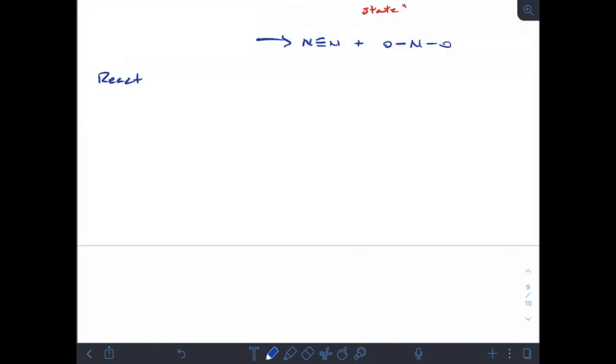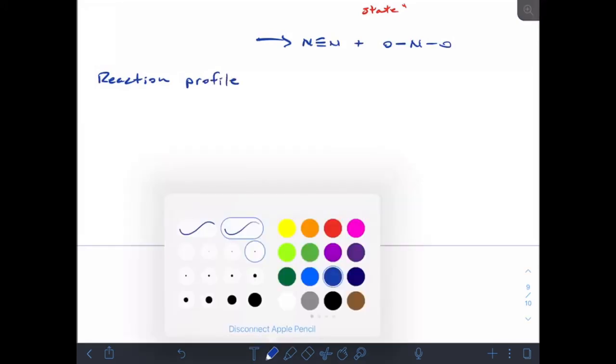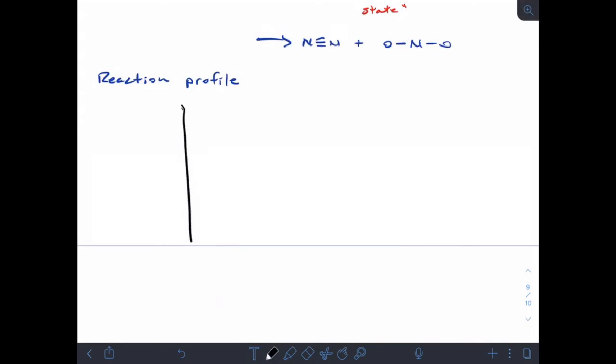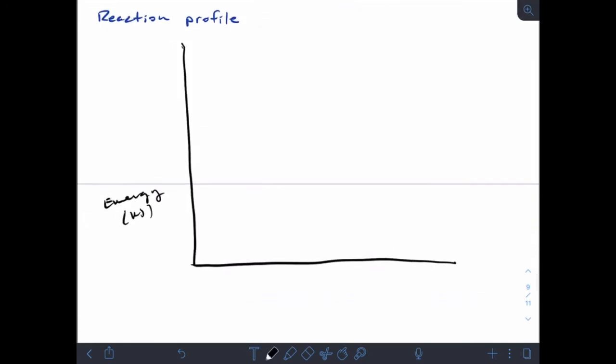So if I make a plot of the reaction profile, on our y-axis we're going to have energy. Let's say it's in kilojoules because units are always important. And on the x-axis I have reaction progress. At the very beginning, at zero reaction progress, I just have reactants, and at the far right of the reaction progress, I will have my products. So we're looking at how the energy changes and moves in the course of a reaction.